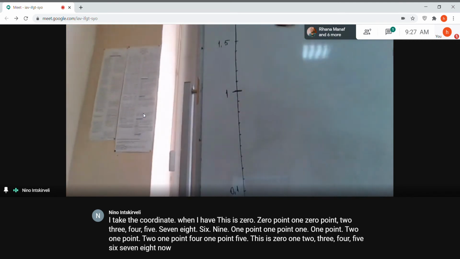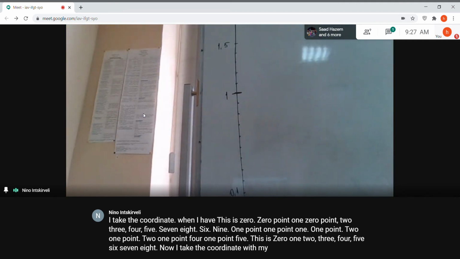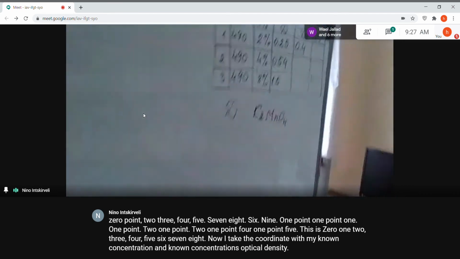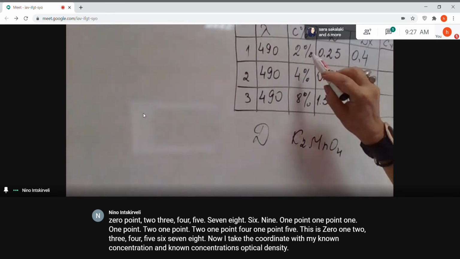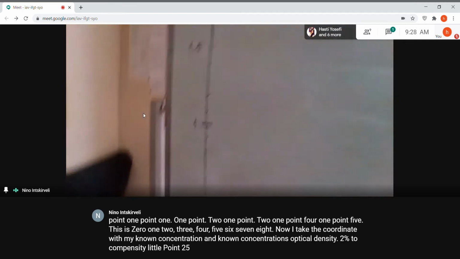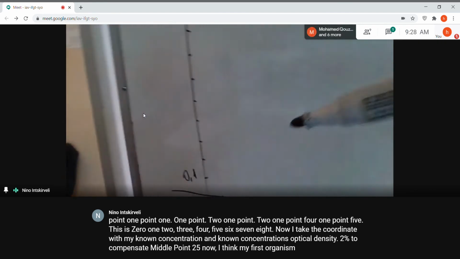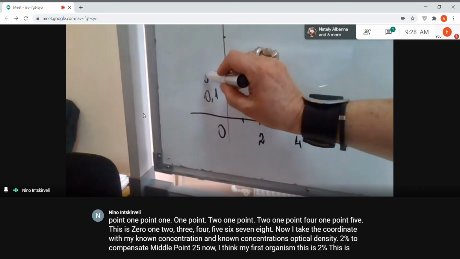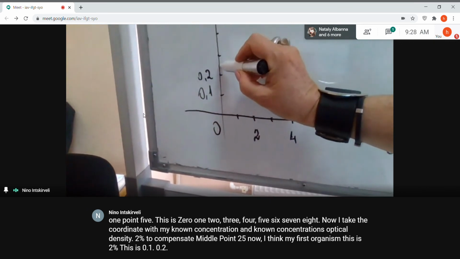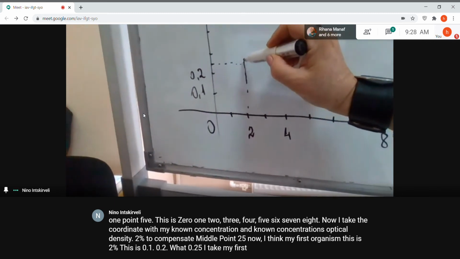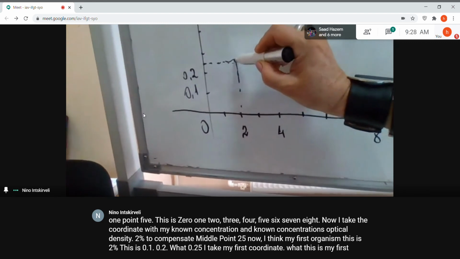Now I take the coordinates with my known concentrations and the known concentrations' optical density. When I have 2%, optical density is 0.25. Now I take my first coordinate. This is 2%. This is 0.1, 0.2, 0.25. This is my first coordinate.